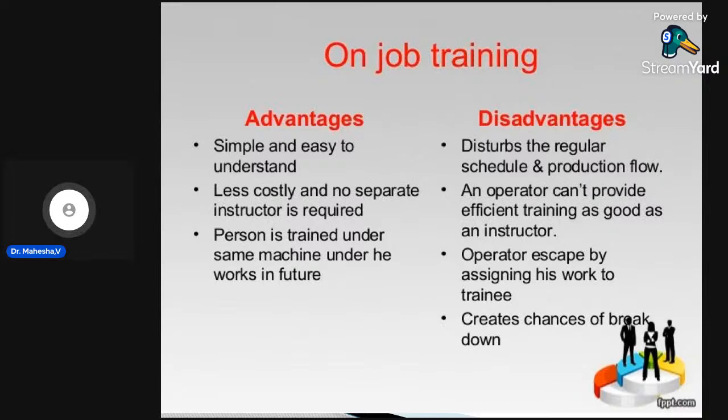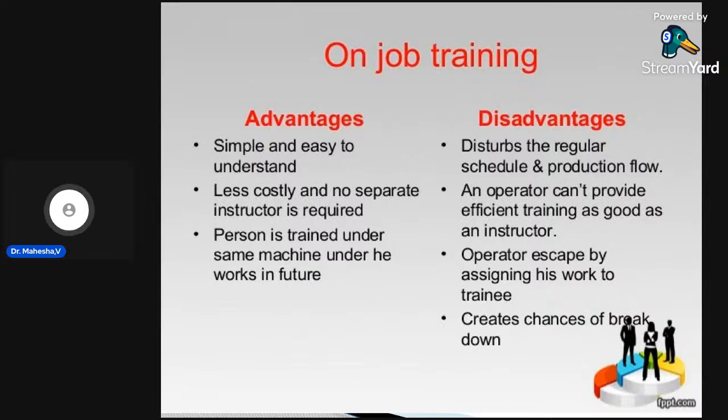An operator can't provide efficient training as good as an instructor. The machine operator, though he might have a lot of knowledge, could not impart the training in a very formal way, because he is just the operator of that particular machine. Whatever knowledge he has, he might train them informally, by whatever method he feels is feasible and easy for others to understand.